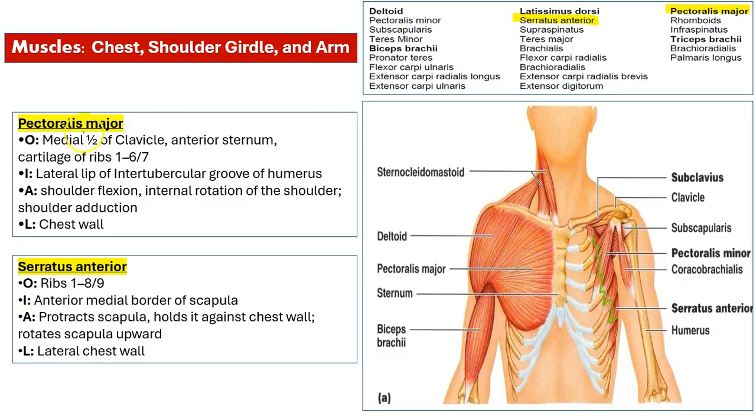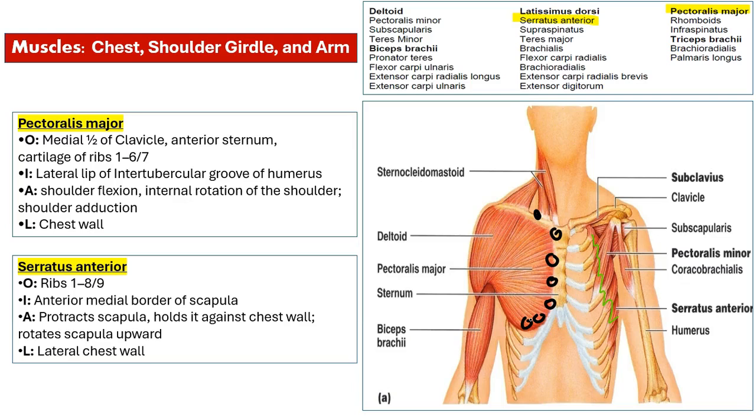Now, the pectoralis major is going to have an origin. You can see here that's going to be the medial half of the clavicle. Sorry, I'm on the deltoid. The medial half of the clavicle here, so that's the origin. The anterior sternum, that's some origins here. And the cartilage of ribs 1 through 6 and sometimes 1 through 7. So all that cartilage that you see here, you are going to have origin for that pectoralis major muscle.